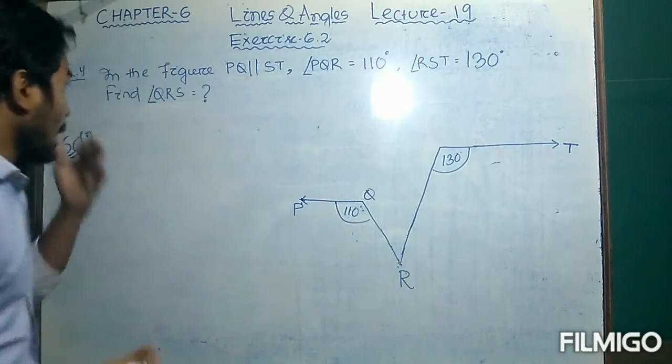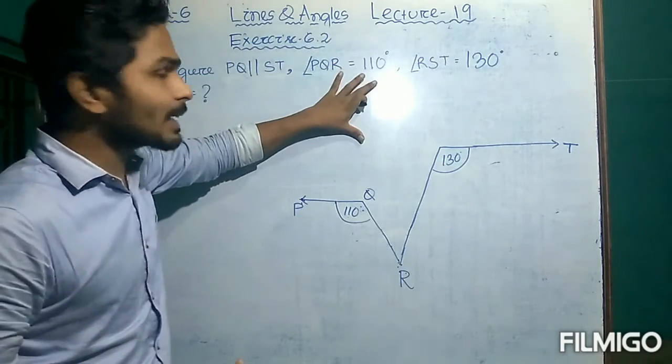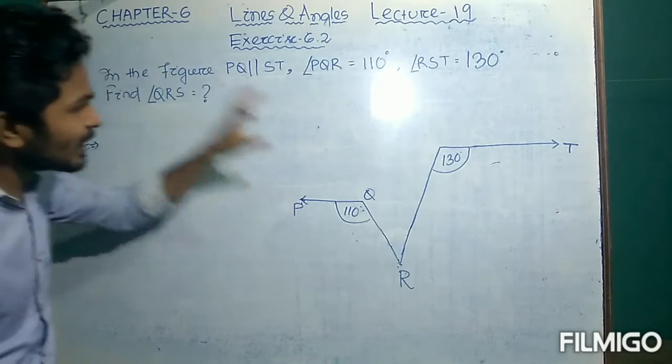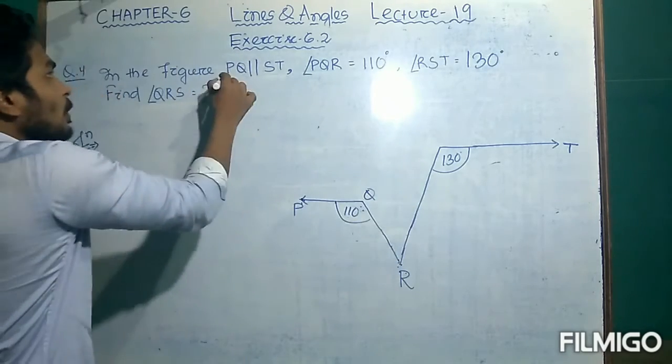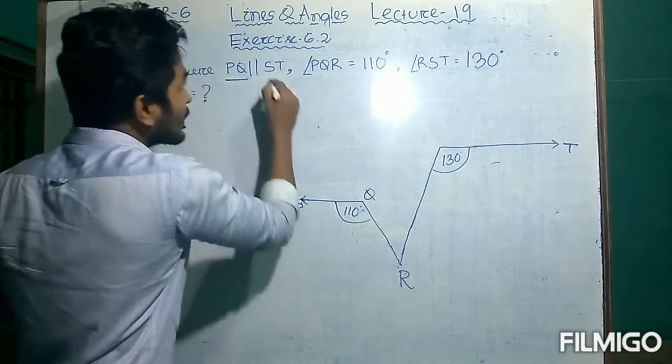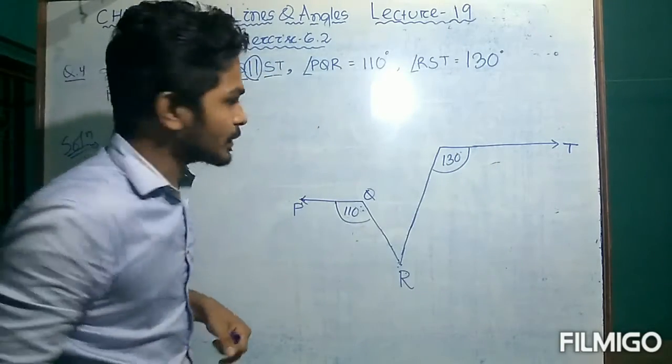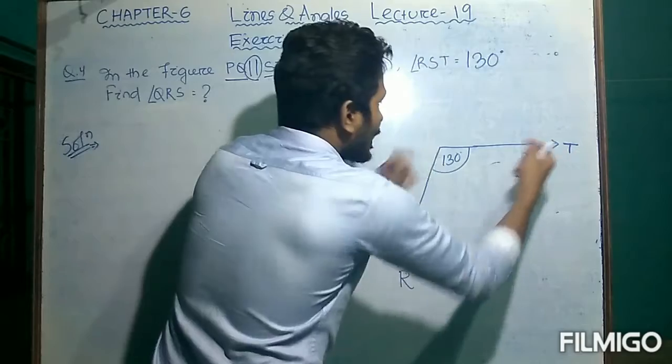So let us solve question number 2. We have to first understand this question clearly, then we will solve it, right? According to question number 2, in the given figure there are two lines, PQ and another line ST, and these two lines are parallel to each other. Okay, so line PQ is parallel to line ST.